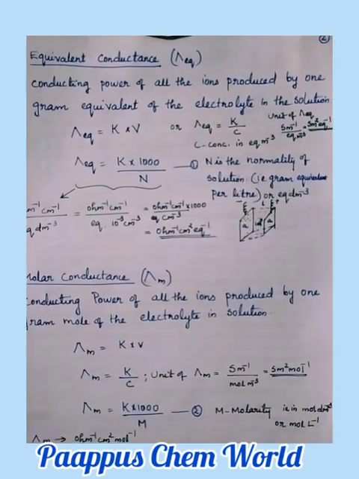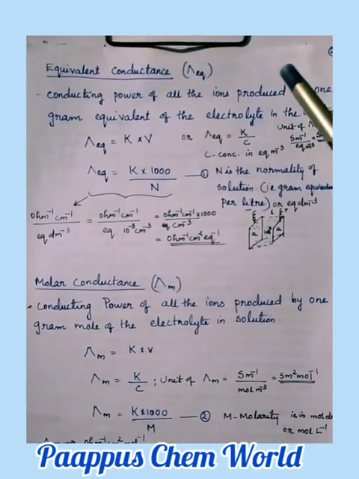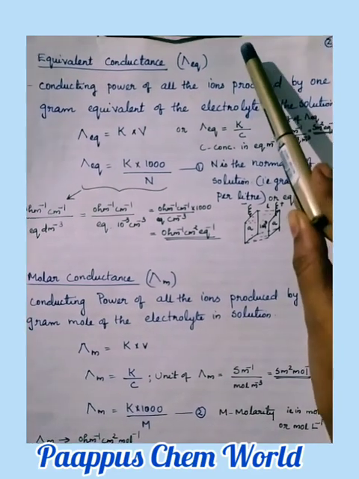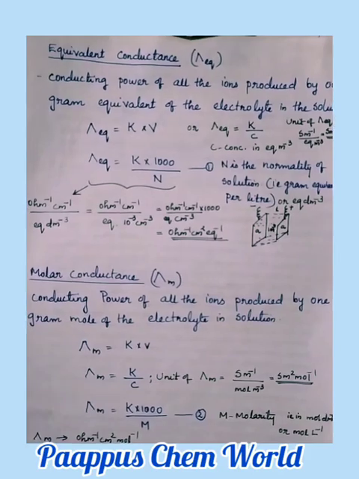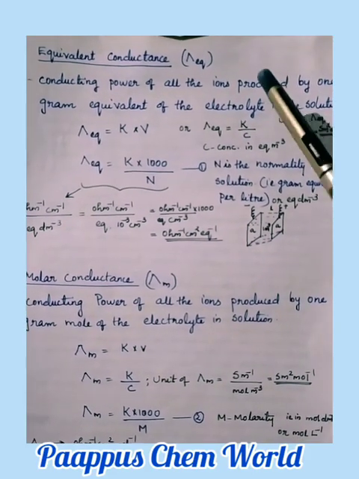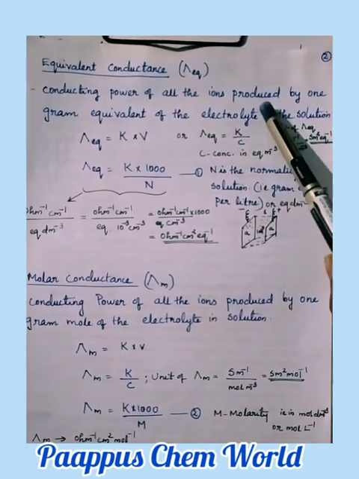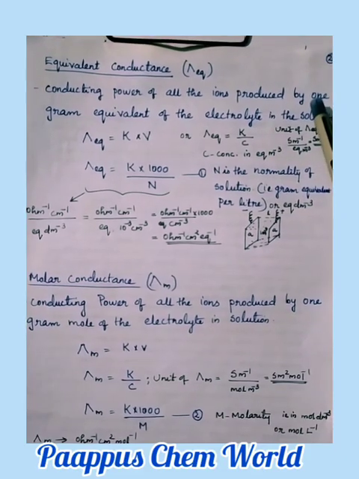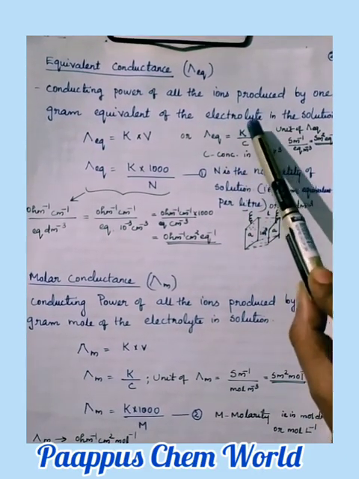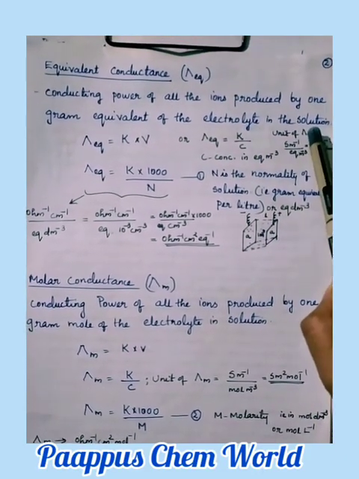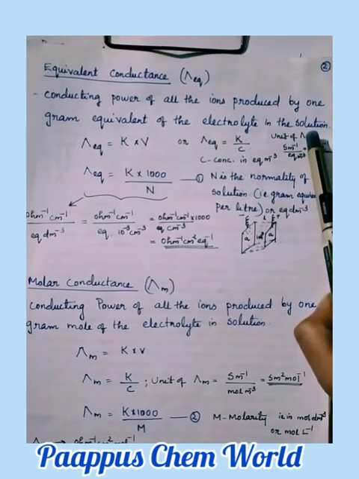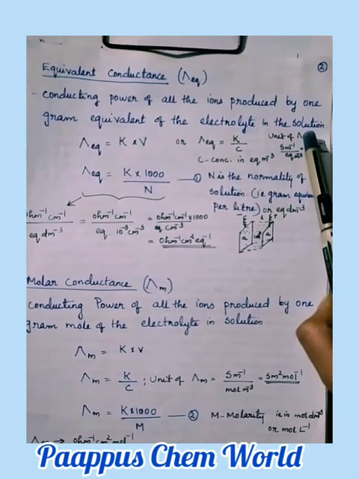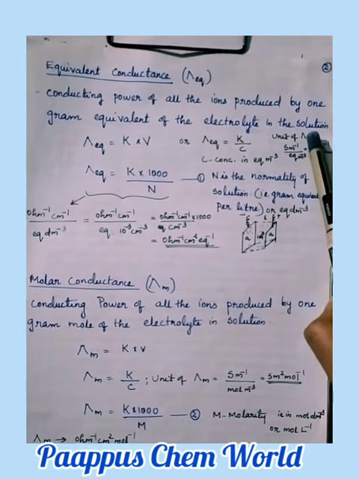Another one is equivalent conductance, represented as lambda equivalent. The equivalent conductance of an electrolytic solution is the conducting power of all the ions produced by 1 gram equivalent of the electrolyte in the solution. The conducting power of all the ions produced by 1 gram equivalent of the electrolyte in the solution is known as equivalent conductance.